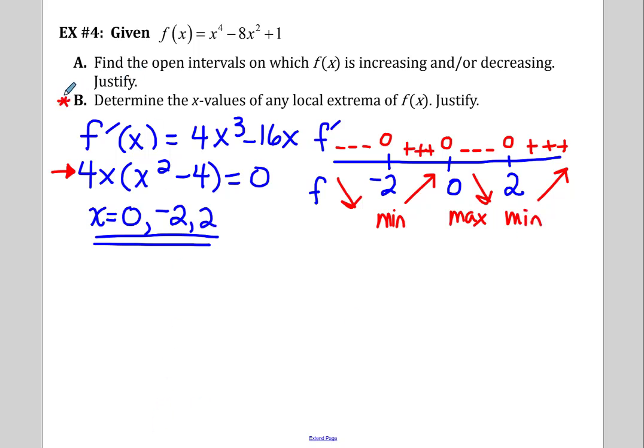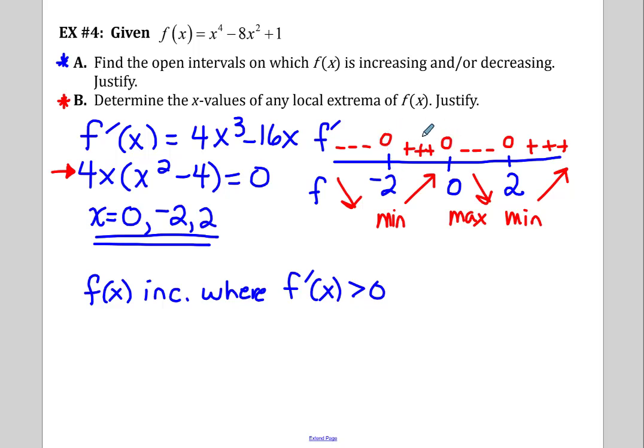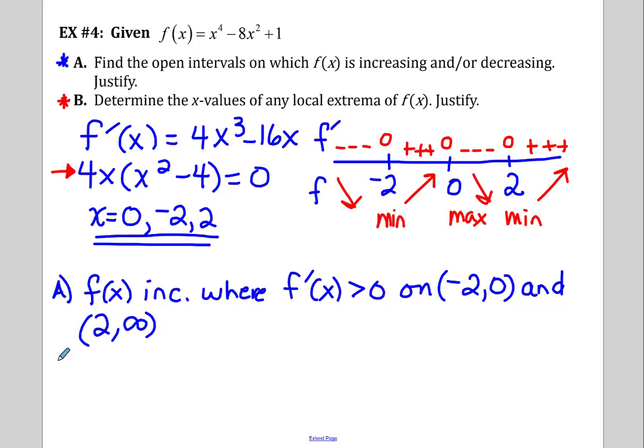So for part B, to determine the x values of the extrema, we know that, oh wait, don't we have to justify the, okay, so part A first. F of x increases where the derivative is positive. So where does that happen? Between -2 and 0, and between 2 and infinity. So on -2, 0, and 2 to infinity. So that's the first little thing. This is for part A.